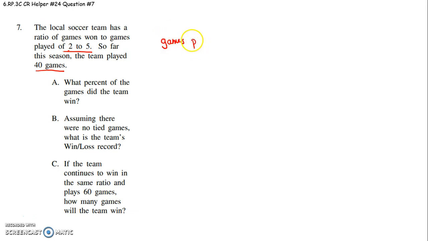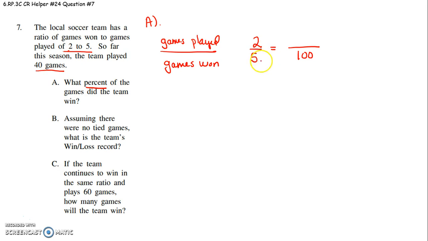Games played to games won. And they're telling you for letter A that that's 2 to 5. They want to know what percent of the games did the team win. Well, percent is always out of 100. So if they're winning 2 out of every 5 games, how many out of 100? They win 2 out of the first 5, 2 out of the next 5, 2 out of the next 5, all the way up to 100 games. How many out of 100 games would they have won?